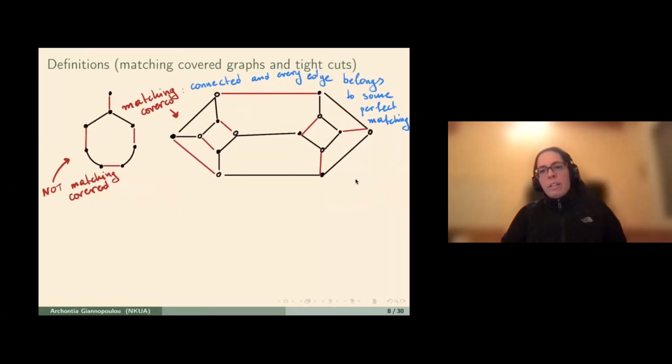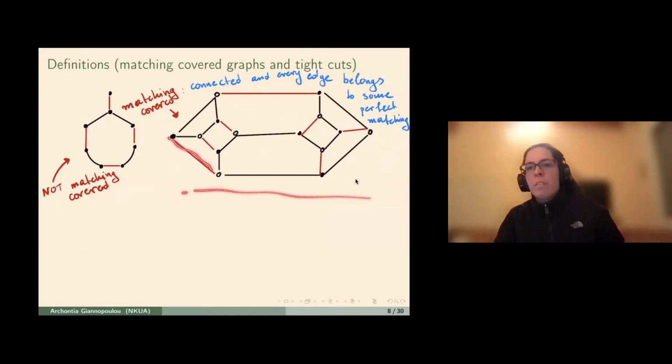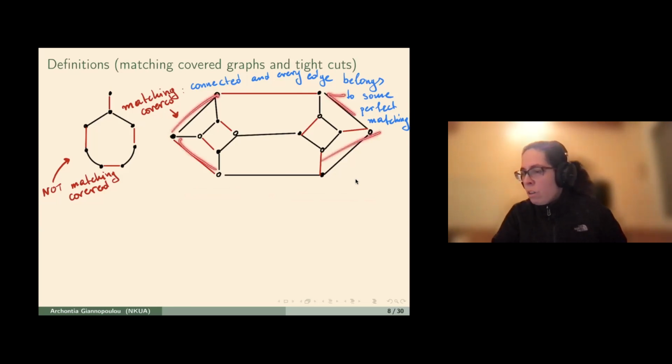However, this graph is matching covered. Matching covered means that the graph is connected, and also every edge of the graph belongs to a perfect matching of the graph. Because the graph is symmetric, we can see that whichever edge we want, we can put it in a perfect matching, whether it is one of those, etc.